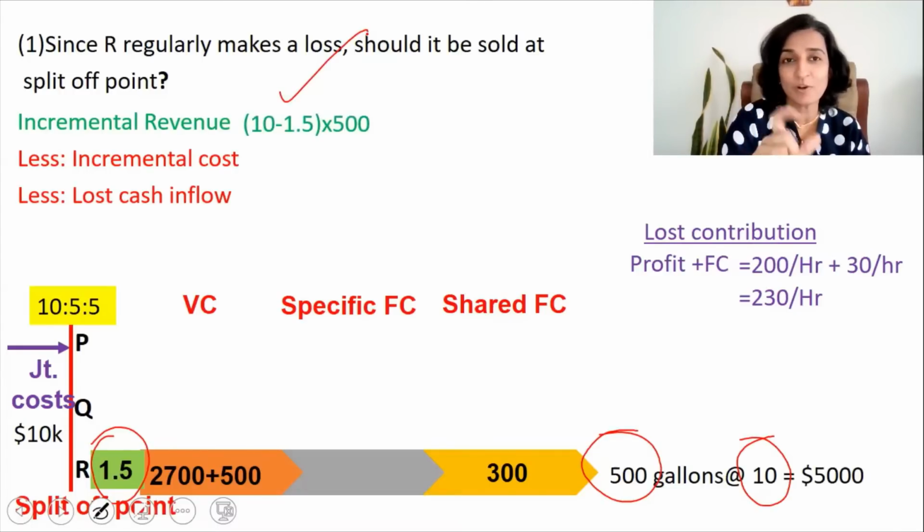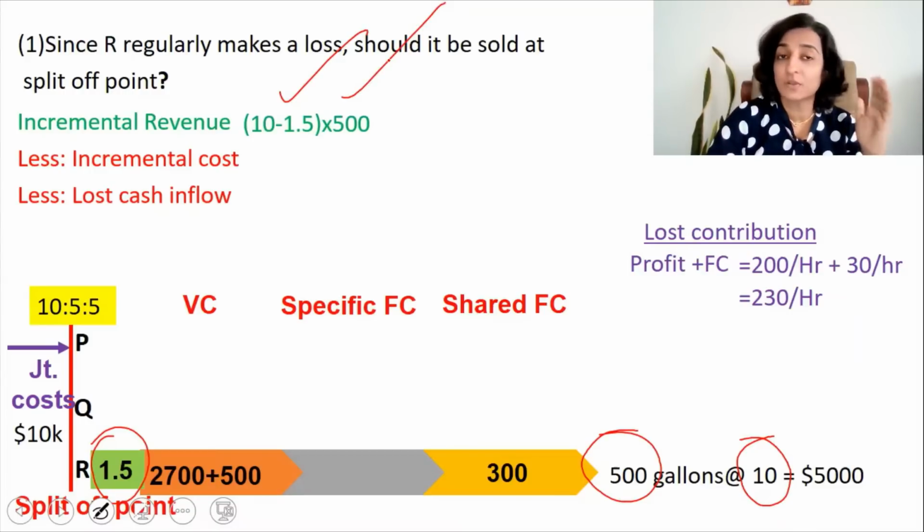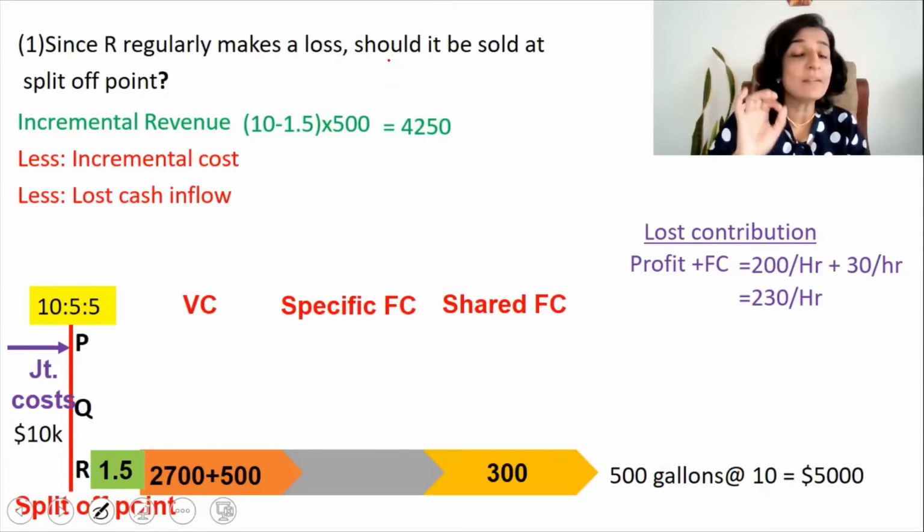That's the additional selling price that you get multiplied by the number of units. So it is into 500. So the incremental revenue amounts to $4,250. Now coming to the incremental cost.